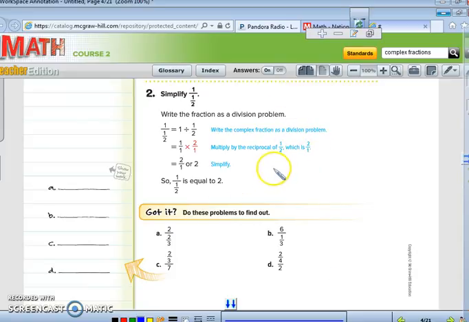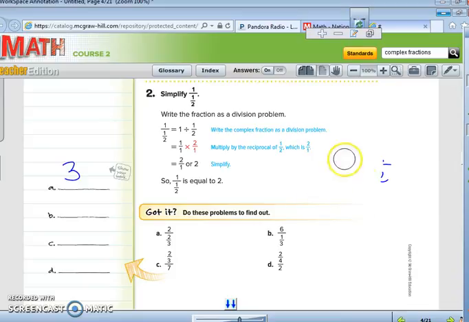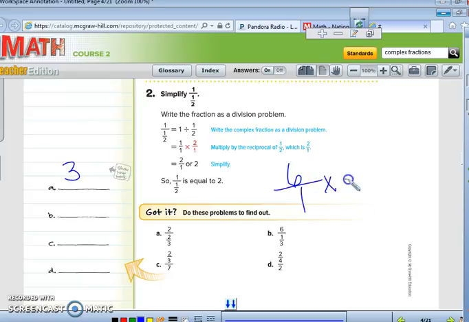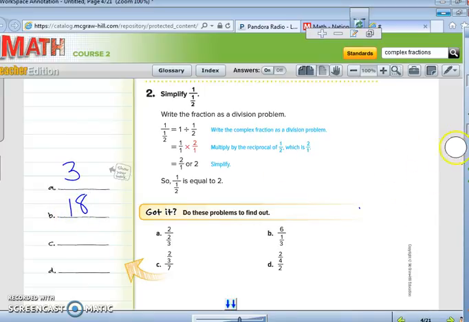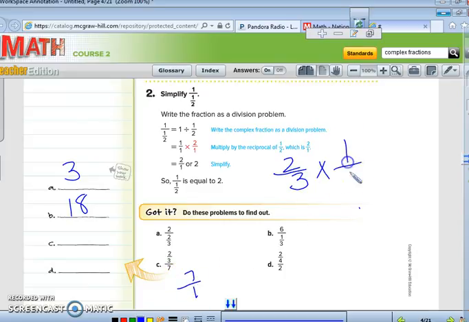On letter A, we have keep, change, flip. We have 6 over 2, which is the same thing as 3. On the next one, letter B, we have 6, keep, change, flip. 18 over 1, which is the same thing as 18. On the next one, letter C, keep, change, and 7 is the same thing as 7 over 1. So when I flip it, it's going to become 1/7. So multiply, and that cannot be simplified.